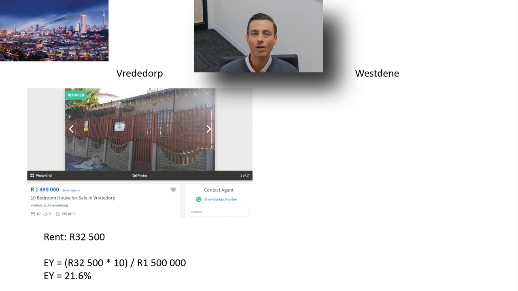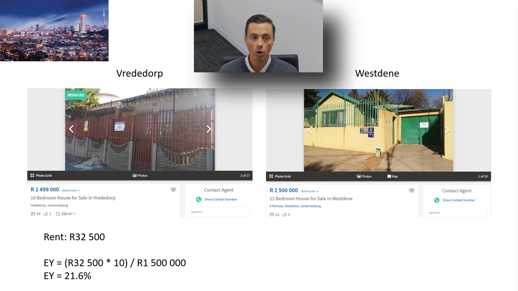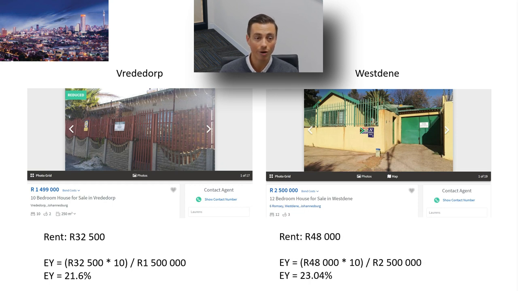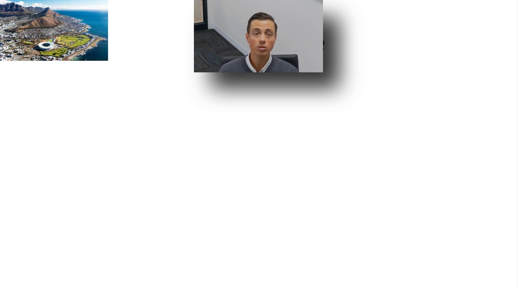Westdene, this is more of an upper market area in the Gauteng-Joburg region. Here you've got a 12-bedroom house for sale for 2.5 million. With 48,000 Rand in rent, you're looking at an effective yield of 23% on this specific deal. Fantastic. The last regional area that I had a look at was Western Cape.